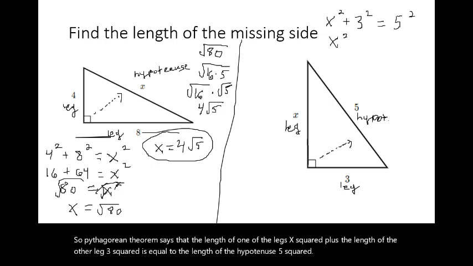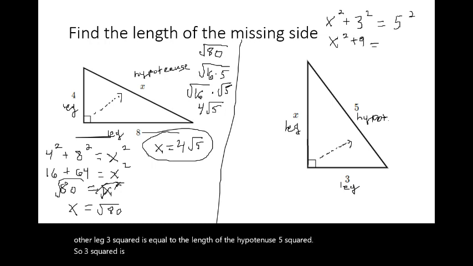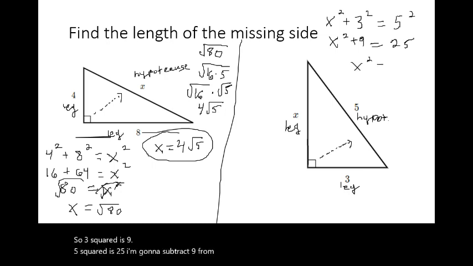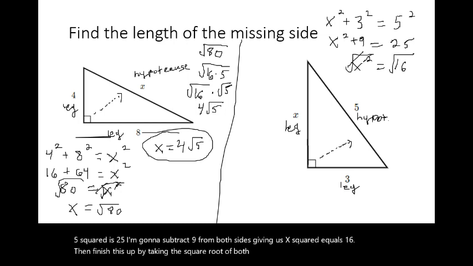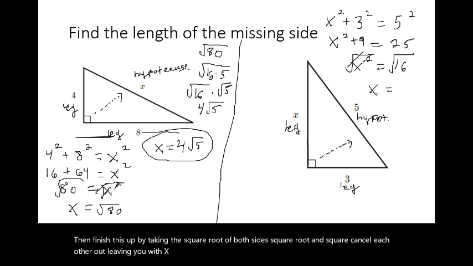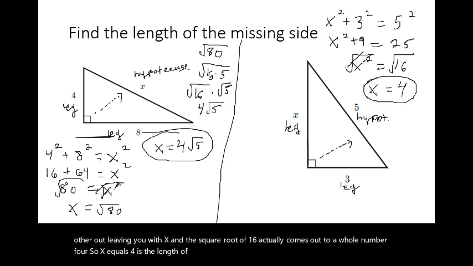So 3 squared is 9. 5 squared is 25. I'm going to subtract 9 from both sides, giving us x squared equals 16. Then finish this up by taking the square root of both sides. Square root and square cancel each other out, leaving you with x. And the square root of 16 actually comes out to a whole number, 4. So x equals 4 is the length of your missing side.